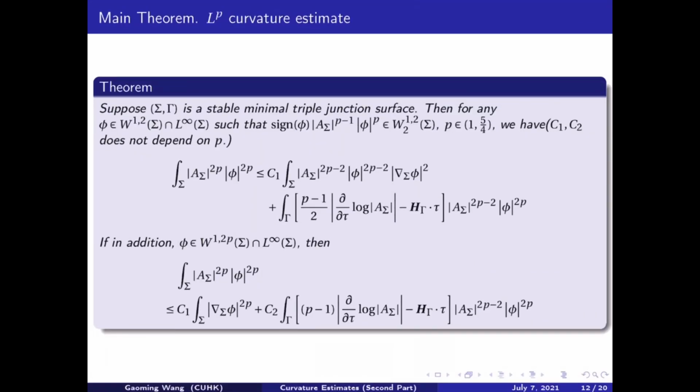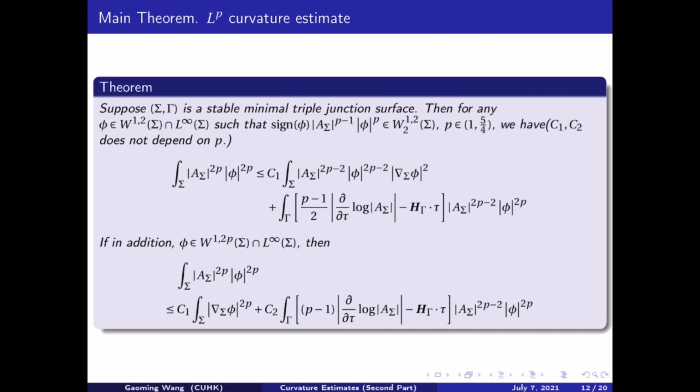Now we are ready to state the LP curvature estimate for stable minimal triple junction surfaces. Still, we assume sigma gamma is a stable minimal triple junction surface. Then for a test function phi in W^{1,2} and L infinity such that the function defined here belongs to W^{2,2}. Then for p in this range, we have the following curvature estimate.